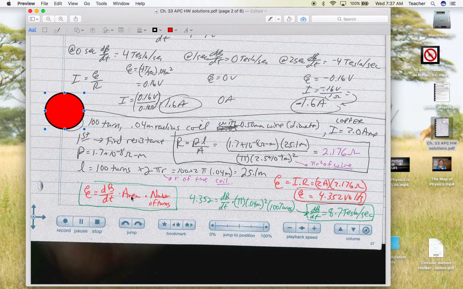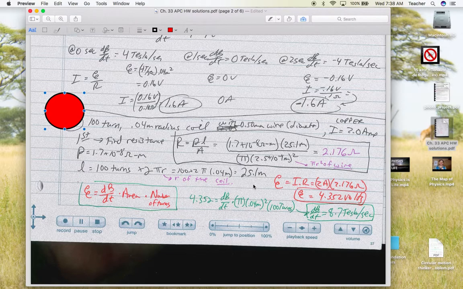So if I look at E as the change in flux per time times area, I also have to take into account number of turns. So I get that total voltage, change in flux per time is what I'm trying to find out, pi r squared, that's pi r squared of the coil, and 100 turns. I think that's me 8.7 Tesla per second.